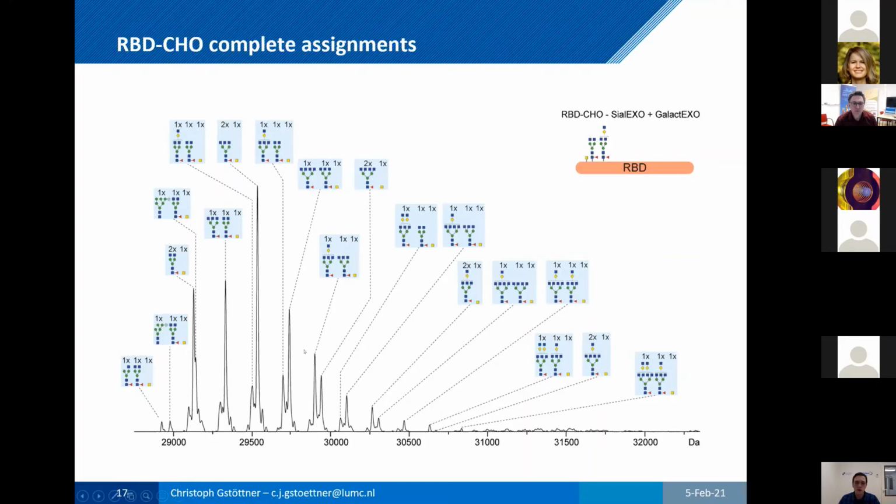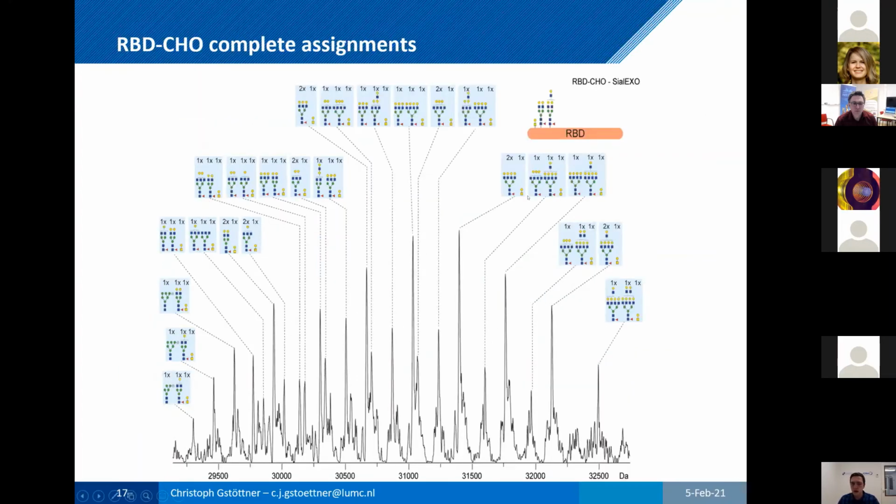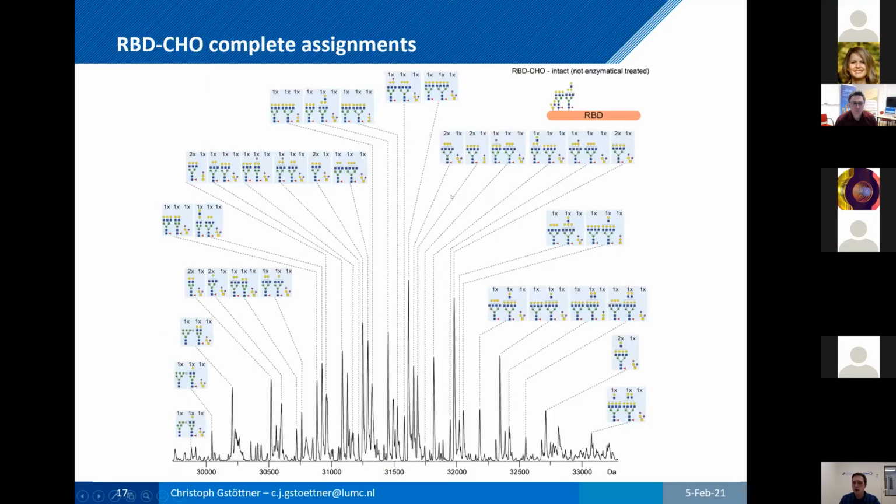But if we remove the sialic acids and the galactoses, in the next step, we only remove the sialic acids and we can assign all the galactoses. And in the third step, we analyze it then on the intact level, and you can see now the spectra is really easy to assign. What you also can see is that in the CHO cell produced material we have very minor amounts of sialic acids on the N-glycans, but we have very high antennarity and also several LacNAc repeats.